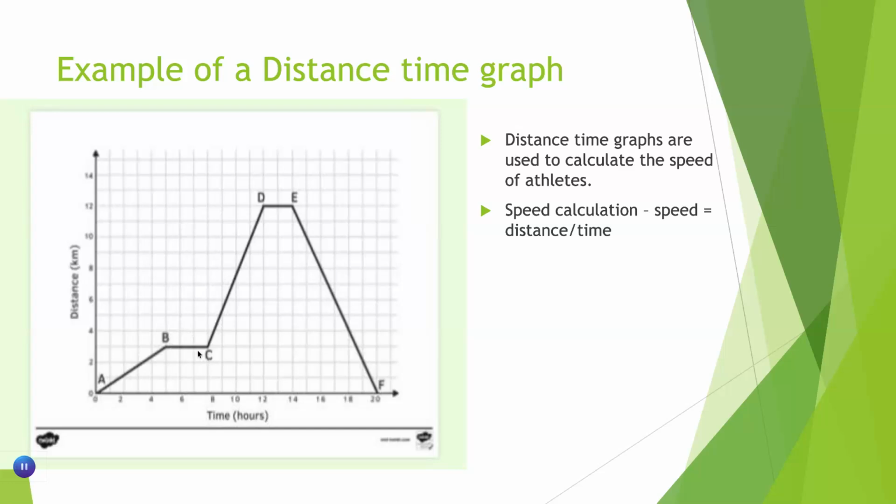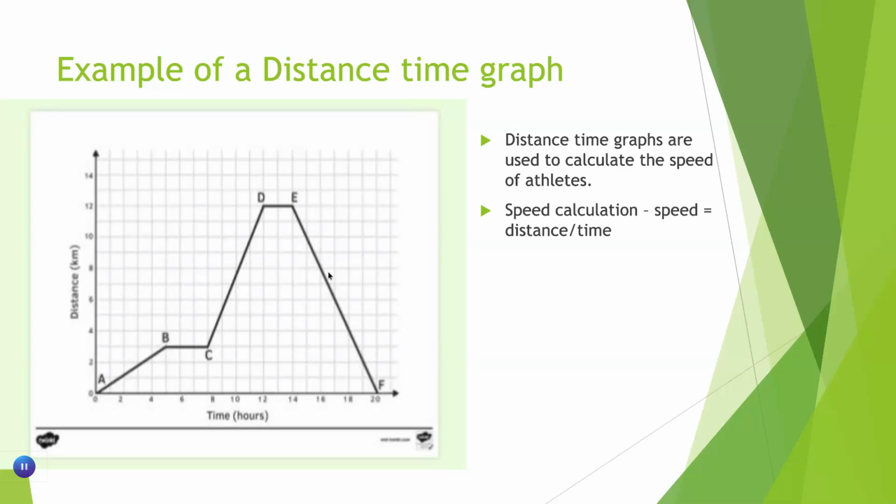Then from C to D, the athlete traveled 9 kilometers in 4 hours, as you count from when he started running again. So from here where C is, now we divide 9 by 4, which is 2.25 kilometers an hour. So now we can see that the athlete is traveling a lot faster than when they started the race. From D to E is the same, they're not moving, so the speed is 0 kilometers an hour.